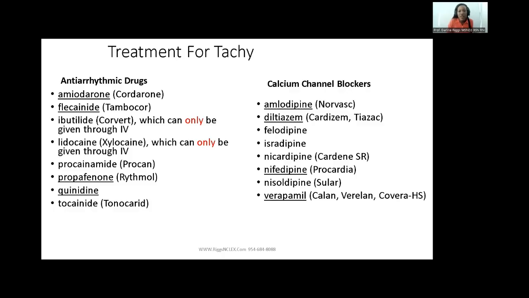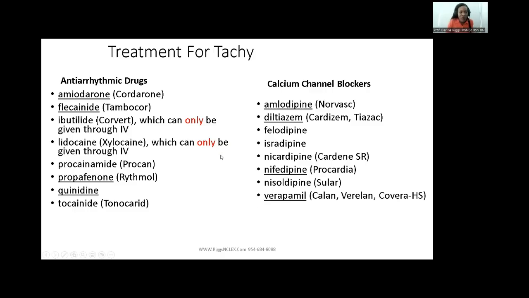Your calcium channel blockers, not all, but most of them, right? And then dipine, that suffix: amlodipine, felodipine, nicardipine. With the exception of diltiazem, which I've mentioned a few times already, most of them end in dipine. Diltiazem and verapamil are the two abnormal ones. They don't end in dipine.